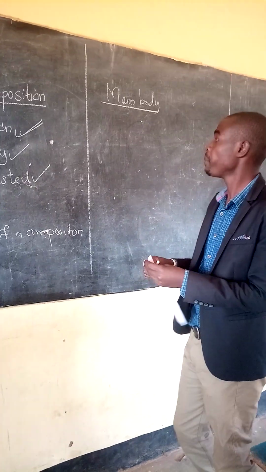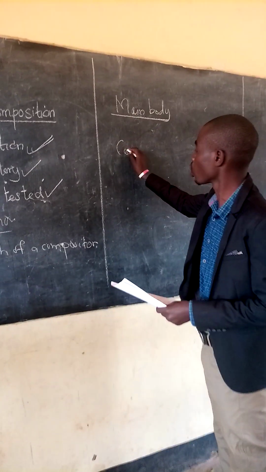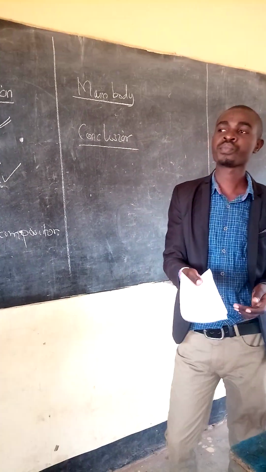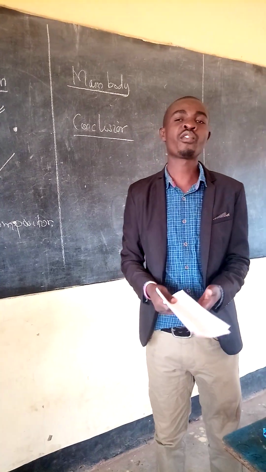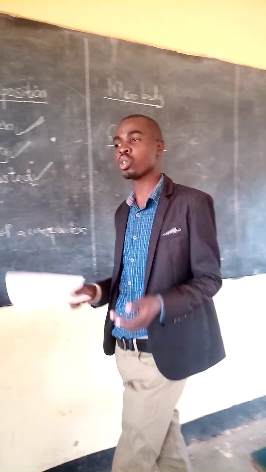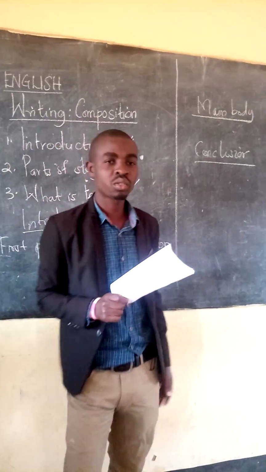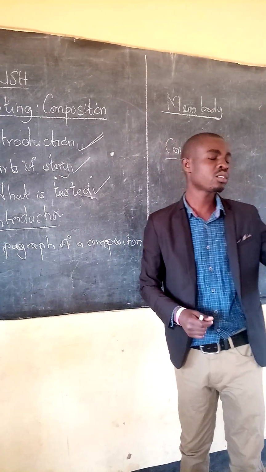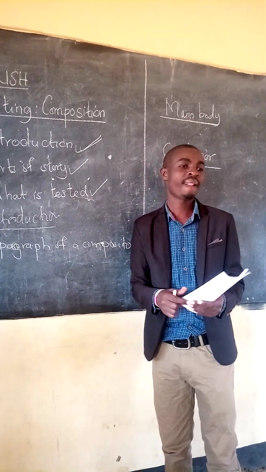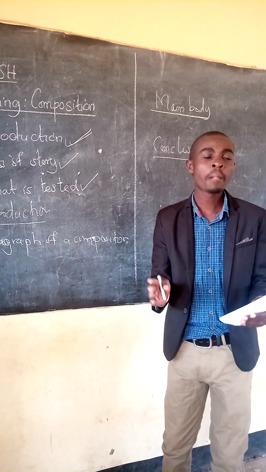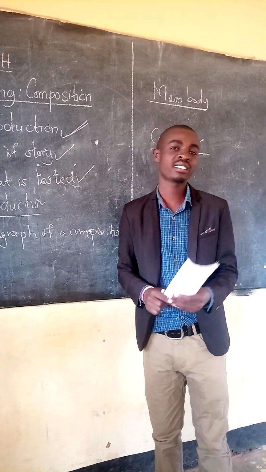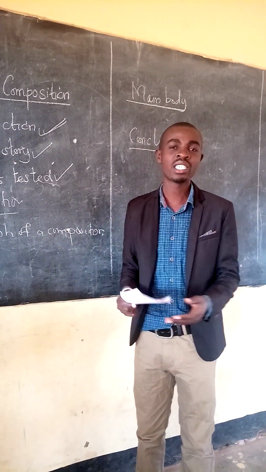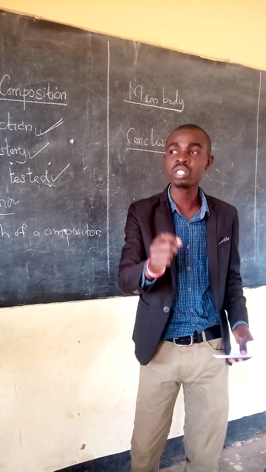Now from the main body, we go to the conclusion. Conclusion is the last part of your composition. Here you can decide to summarize your work, whatever you have written. You can decide to conclude the composition with a proverb, a phrase, or a quote. You can even conclude using a rhetorical question.